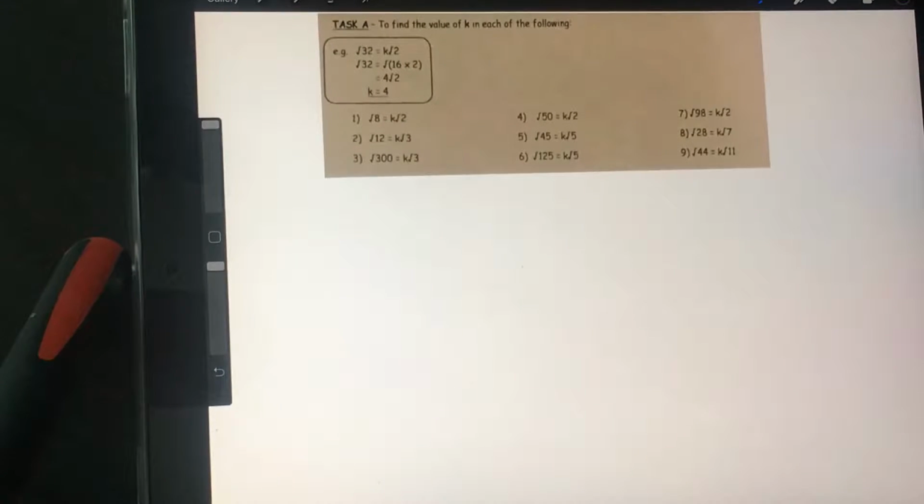Hi everyone, we are currently busy with Numbers 1, more specifically surds, and in this video I'll be explaining exercise 5, task A, manipulation of surds.